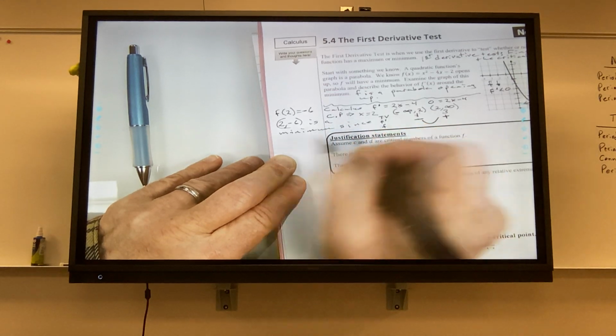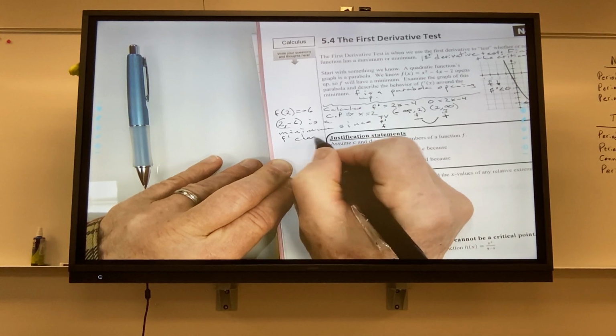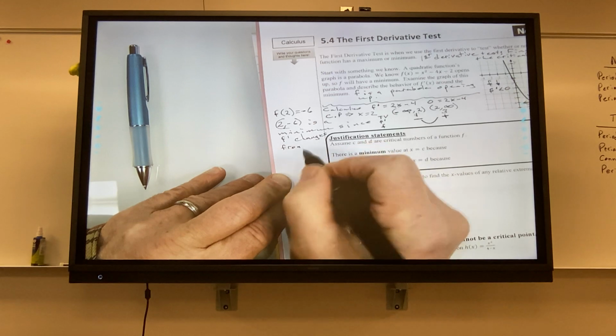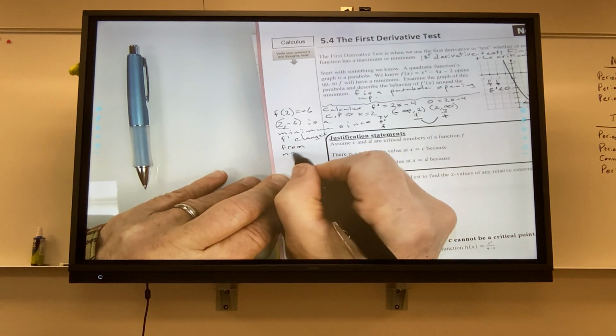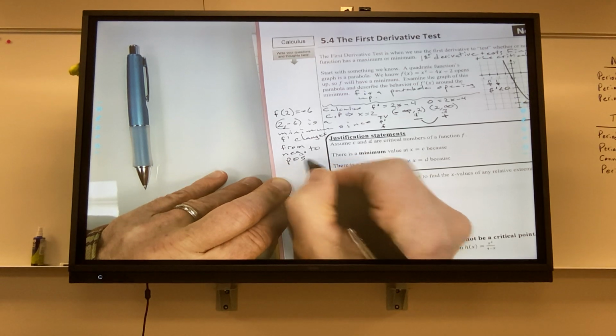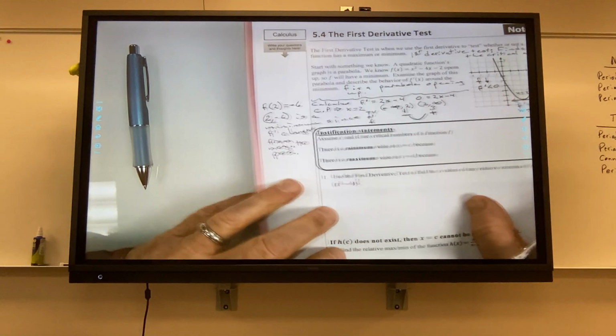since f prime changes from negative to positive. So if it changes from negative to positive, it's a minimum. If it changes from positive to negative, it's a maximum. Correct. In fact, that's going to bring us to our next line right here.